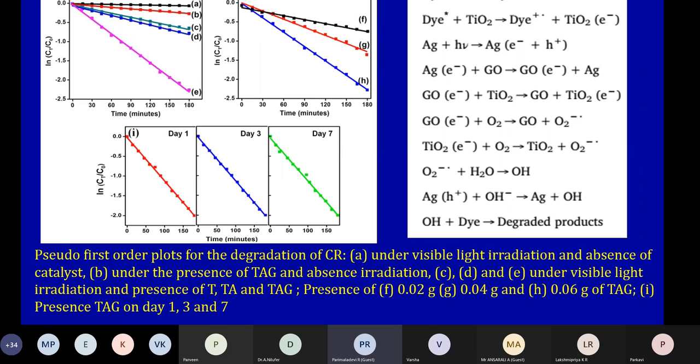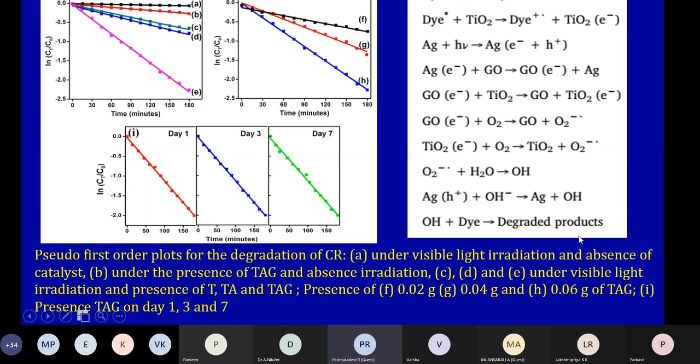Okay, so this normally takes place when you add a dye and light is irradiated on the dye particle, the dye gets excited. When it reacts with the titanium oxide it will produce electrons, and when silver is irradiated with light it will produce both holes and electrons. So this acts with graphene oxide, and this graphene oxide will interact with the dye molecule and produce OH, that is hydroxyl. It is a very degradable product. This dye is undegradable, and this final product OH is degradable. So we can easily degrade that.